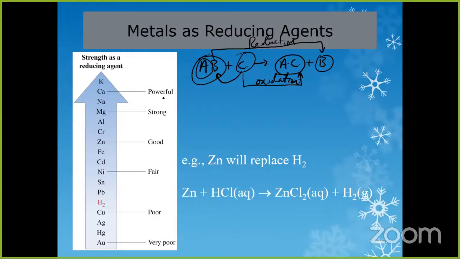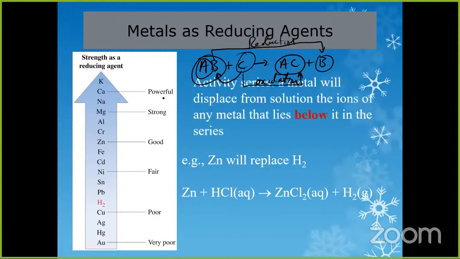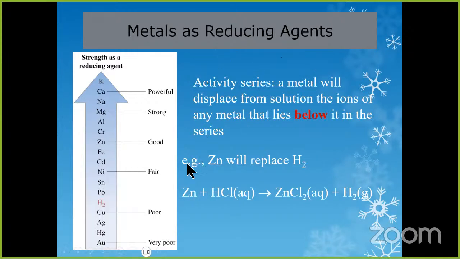So basically, the general rule of thumb is, oh gosh, okay, let me erase all of that so you guys can see that. So basically, the rule of thumb is that a metal will displace from a solution the ions of any metal that lies below it in the series, all right? So basically what they're saying here is that if you have a metal being added to a solution which contains a metallic ion, then if that metal that you're adding is above the metallic ion in the series, then displacement will occur, all right? And the example that is given here is the fact that zinc will displace hydrogen.